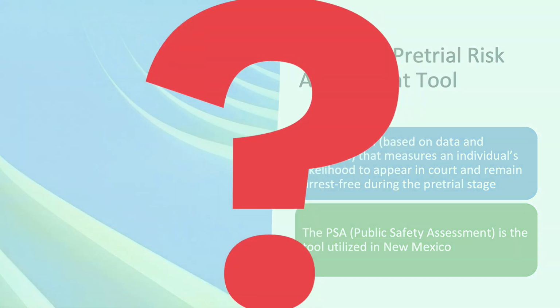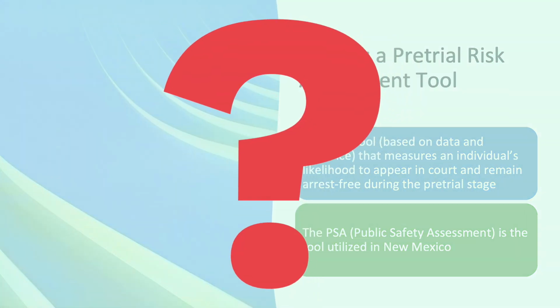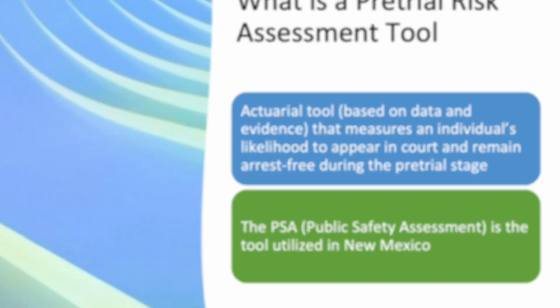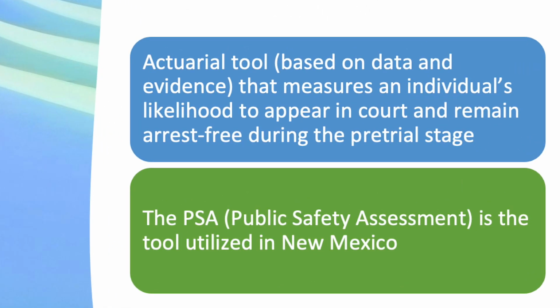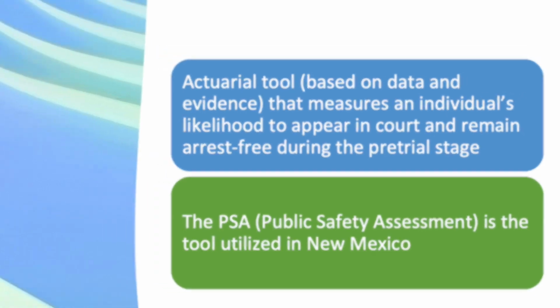What is a pretrial risk assessment tool? Pretrial risk assessment tools are utilized in pretrial services agencies throughout the country. These tools are based on data and evidence that measure an individual's likelihood to appear in court and remain arrest-free during the pretrial stage. The Administrative Office of the Court's Pretrial Justice Division in New Mexico utilizes the Public Safety Assessment, also called the PSA.